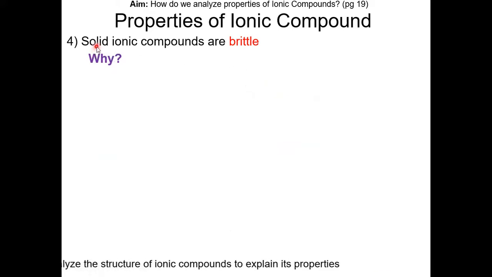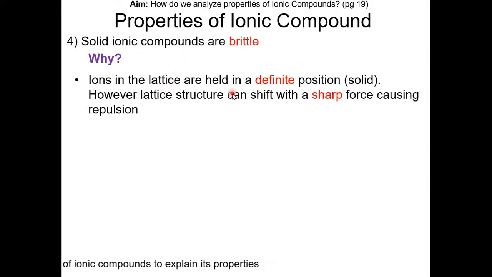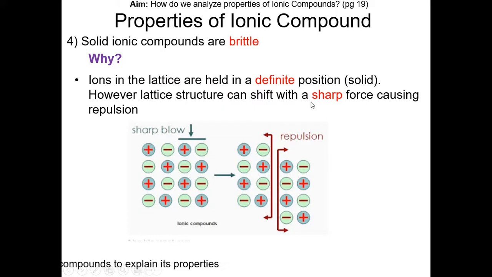Let's summarize why solid ionic compounds are brittle. Ions in the lattice are held together in a definite position. However, the lattice structure can shift with a sharp force, causing repulsion. So here's a very good diagram illustrating this.